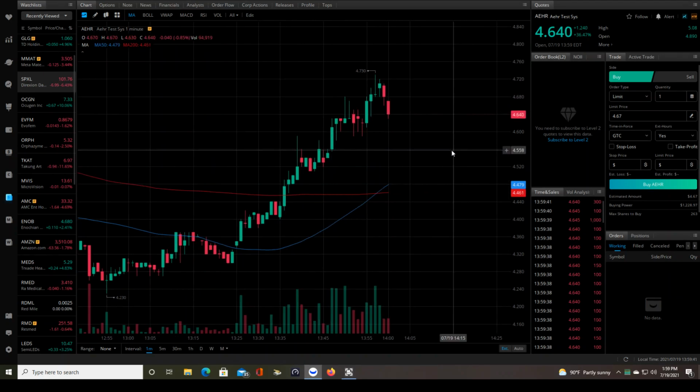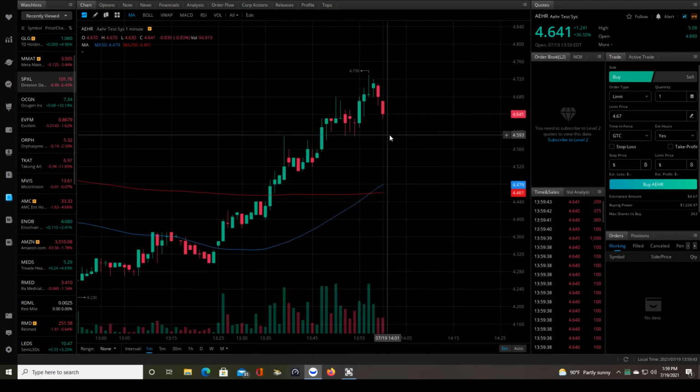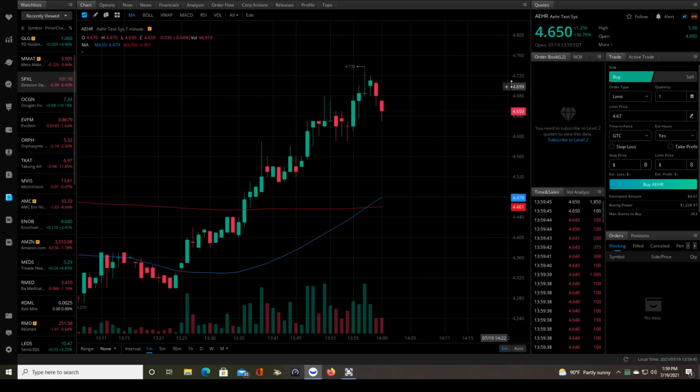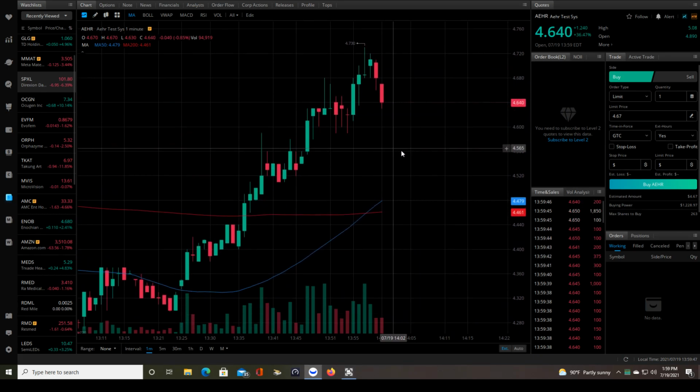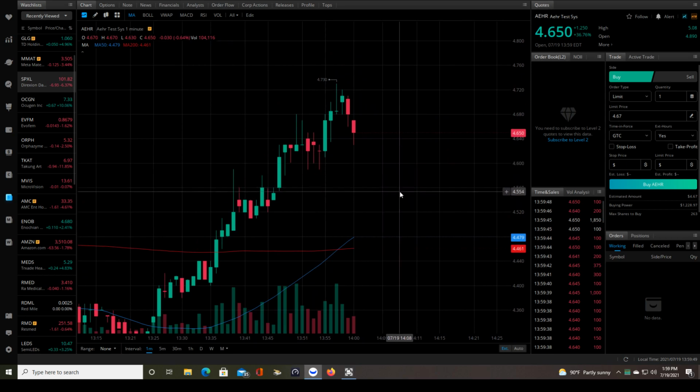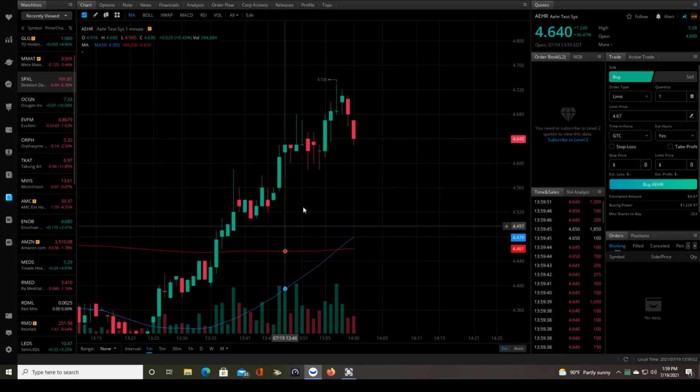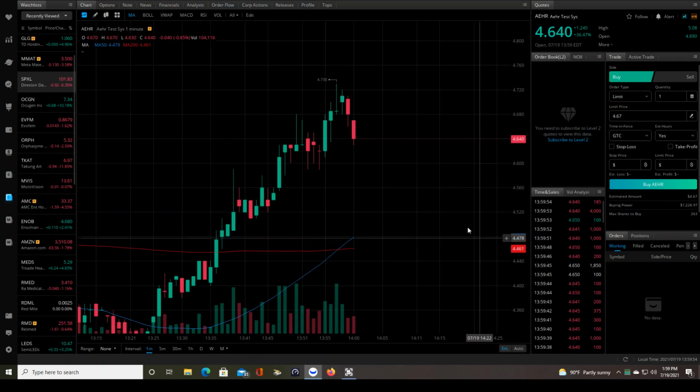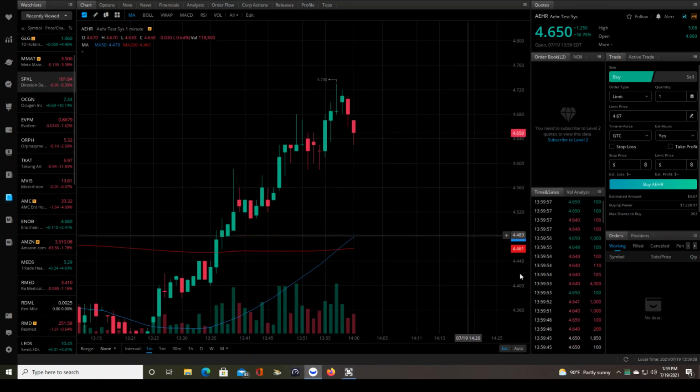So here is AEHR. There's about 15 seconds left on this candle, and as soon as a 1 minute candle makes a new high, I'm going to take a position with one single share, just to show you how well this works. Obviously, this is an extended move, not necessarily a trade I would normally take, but this isn't about winning a trade. This is about showing you the performance of the platform.